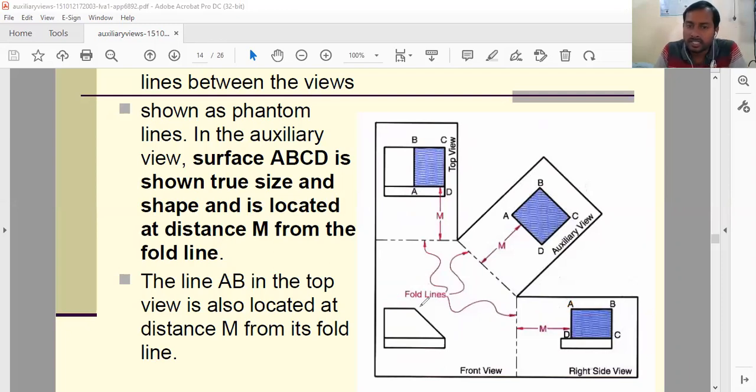Students, in this given diagram, where is the inclined portion? This is the previous one, I think. So this is the inclined portion up to here. This is the inclined portion from this to here.